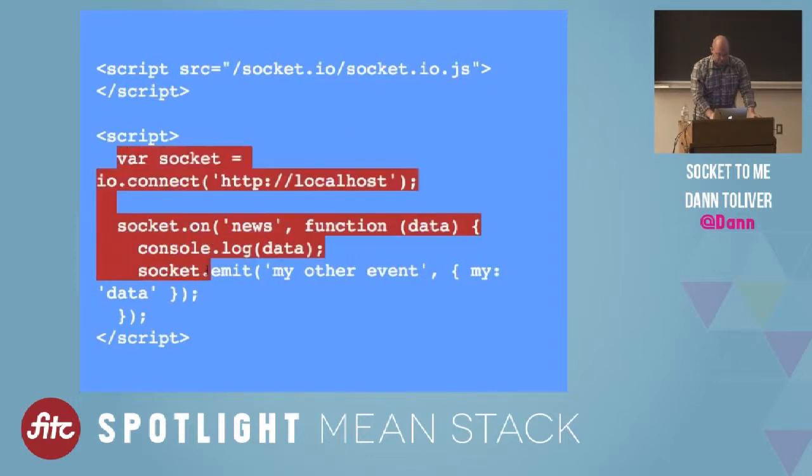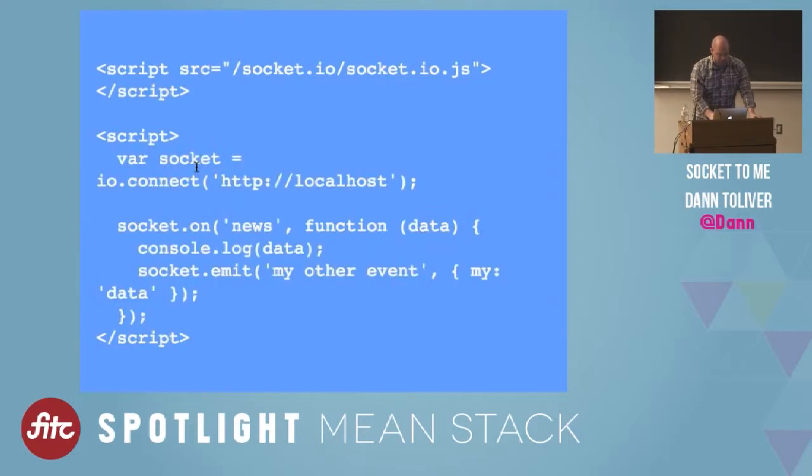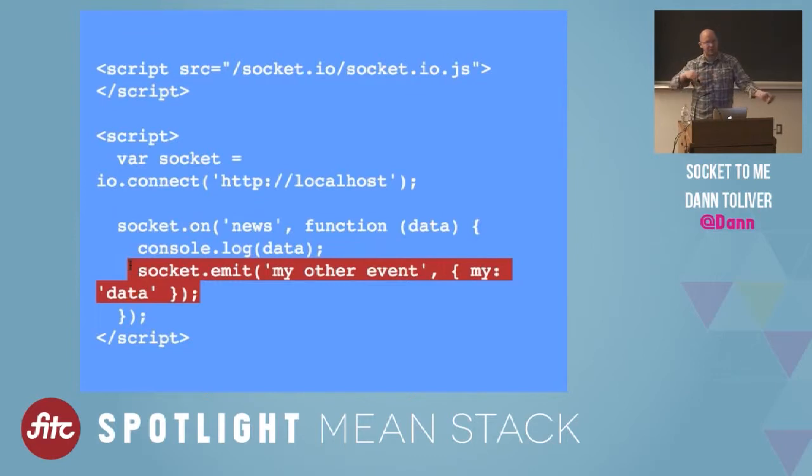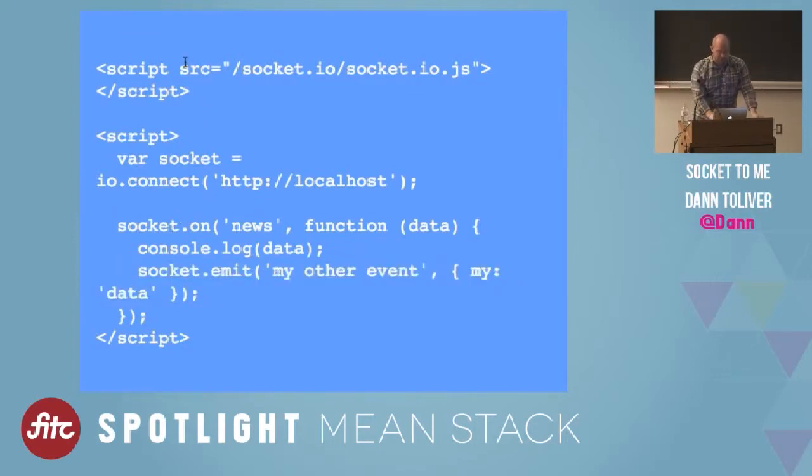You can see down here, we are doing something very similar. We're just saying socket equals io.connect. We're going to connect it to localhost in this case. And then we're saying, when you get this news event, I want you to log that into the client's console. And I also want you to emit this other event. So this is just going to have a brief conversation between the client and the server as soon as you load this up. There's one more thing in here, though, that we didn't talk about, which is this.